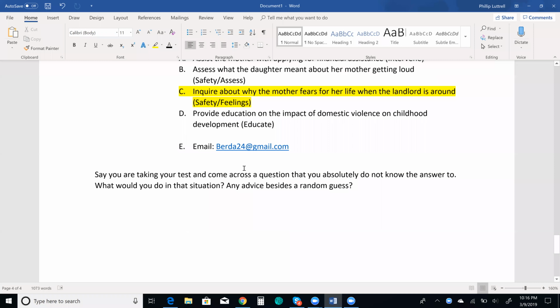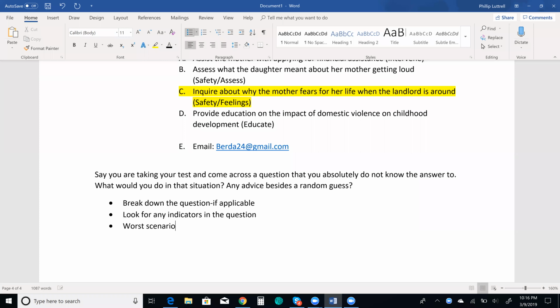Say you're taking the test and come across a question that you absolutely do not know the answer to. What would you do in that situation? Any advice besides a random guess? When it comes to something like that, I would say break down the question, if applicable. Look for any indicators in the question. Worst case scenario, select an answer and write it off as one of the ones you will get wrong.